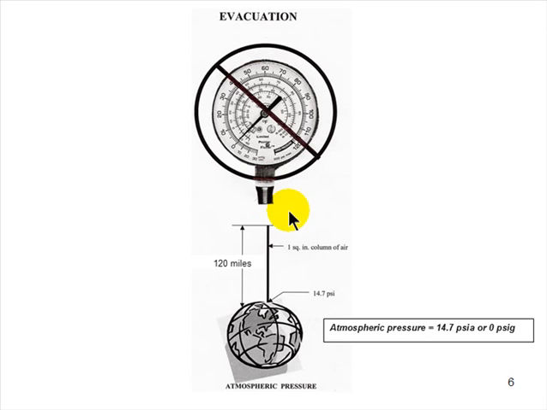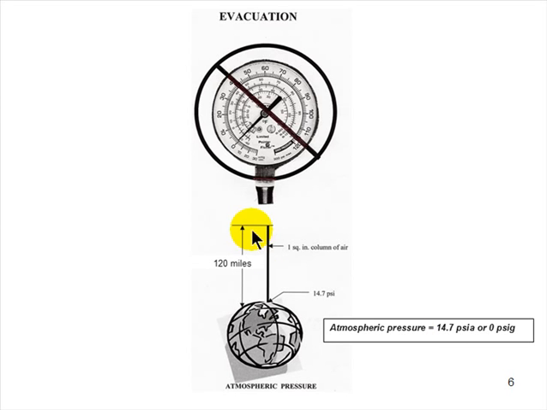Now, when you attach this to your manifold set and attach your hoses to a system, and you get a reading of, let's say, 30 pounds, that's 30-pound gauge pressure because the gauge was calibrated at sea level. If I want to know what the absolute pressure was, you would say, oh, well, it's 30-pound gauge plus 14.7. It's 44.7 pounds. So 30 pounds gauge pressure, PSIG, is equal to 44.7 PSIA, pounds per square inch absolute, because 14.7 PSIA is equal to zero gauge.